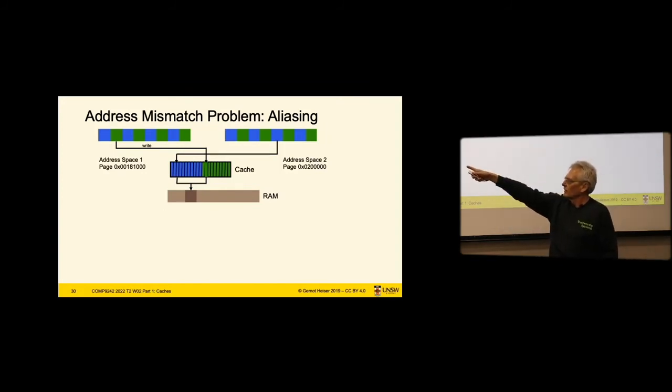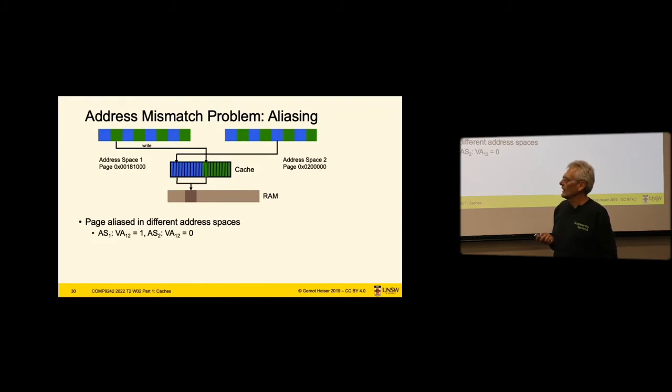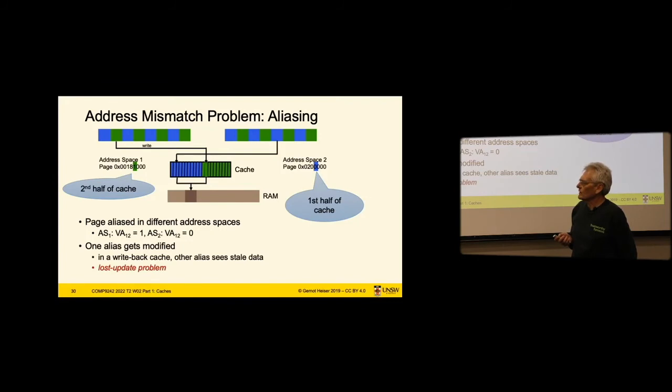So this is what happens here. We have the same frame, which is once mapped as a green page and once as a blue page, and that means if address space 1 accesses it, it has to be in the green part of the cache. If address space 2 accesses it, it has to be in the blue part of the cache, and therefore it's potentially replicated in the cache. And so what's the problem here? Well, they can become inconsistent. If one is written back and the other not, then that memory is incoherent with the cache, and part of the one line in the cache is incoherent with the other part in the cache. And so that means you can have a lost update problem.